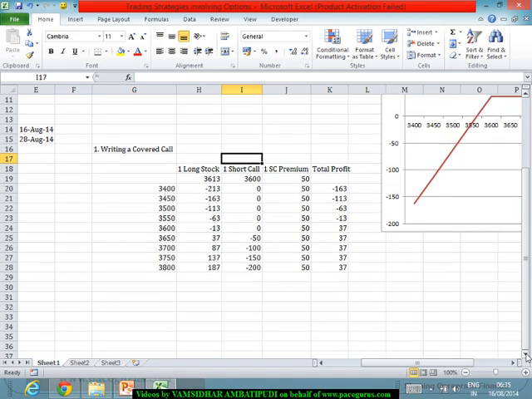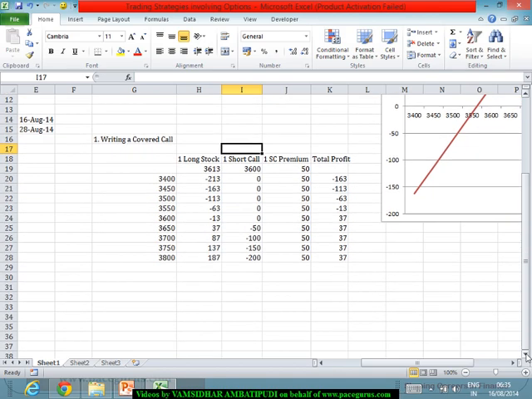So one party which has written a covered call, the other party could have gone in terms of reversing a covered call strategy as well. Then the next strategy which I am more interested in looking at is a protective put strategy.